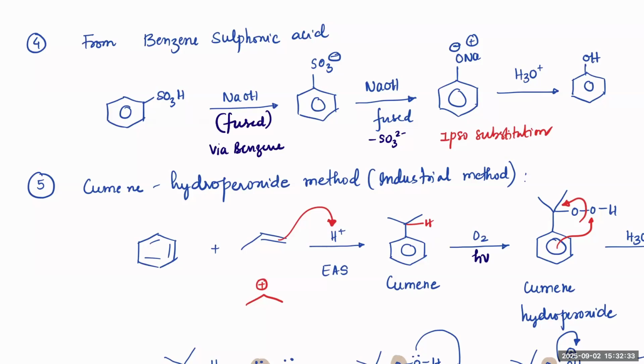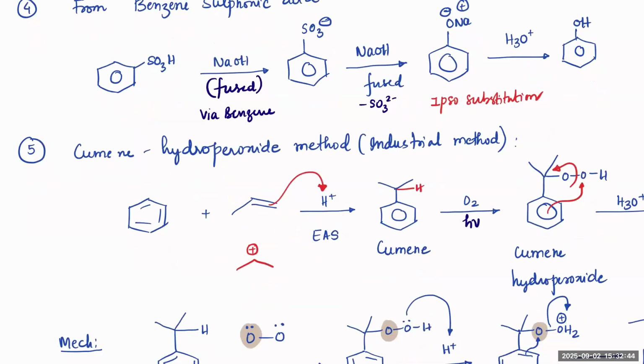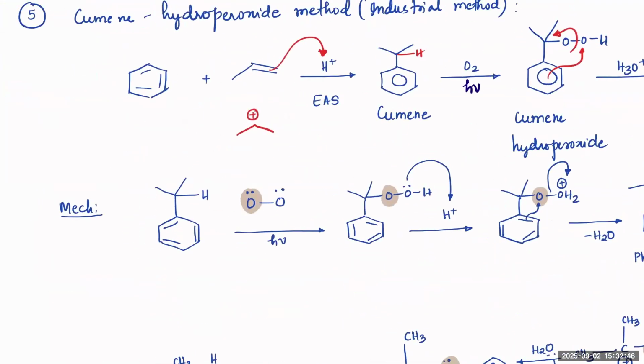A substitution on a functional group itself is called ipso. If you have it on the adjacent carbon, you call it ortho substitution, meta substitution, para substitution. Now this is called ipso substitution. So you got an idea what exactly those are, right? Next, cumene hydrogen peroxide.